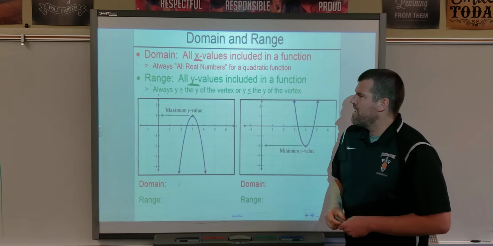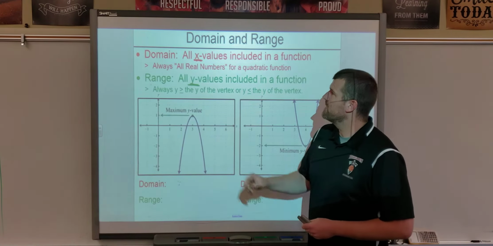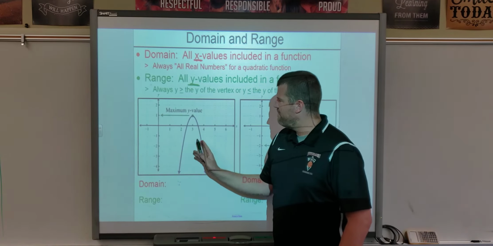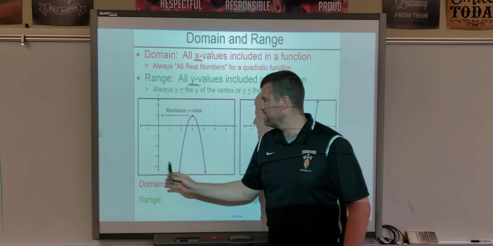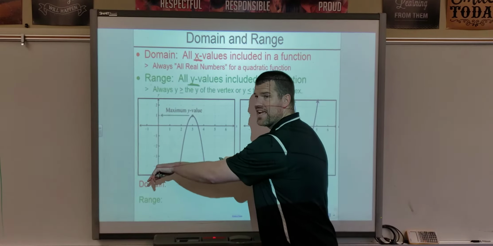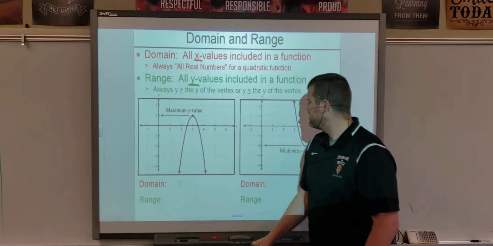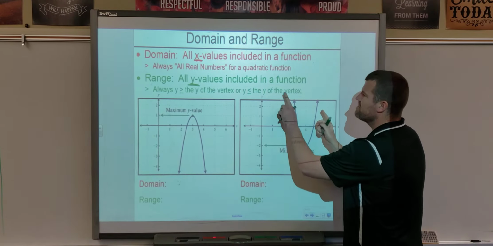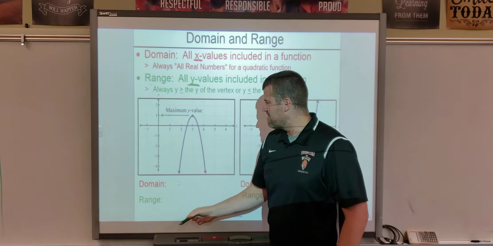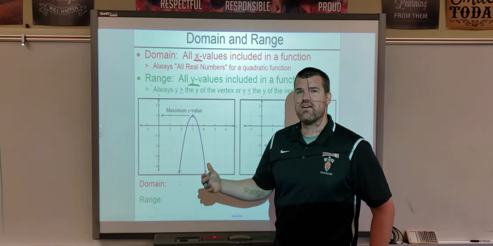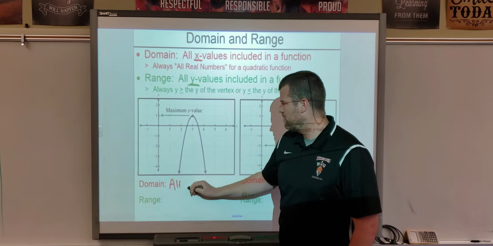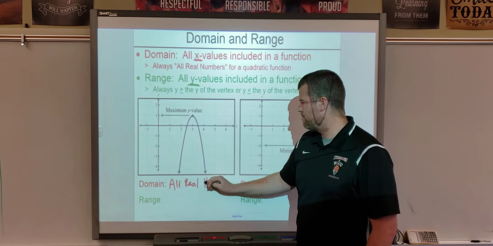If we look at a parabola and we're looking at the domain, we're looking at all of the possible x values. The graph actually goes left forever, and it keeps going out to the right forever. Even though it's going down, it's still going out to the left and out to the right. Same thing on this one, it's going up, but it's still creeping to the left, it's still creeping to the right. So your domain, every single time for a quadratic function, is going to be all real numbers.